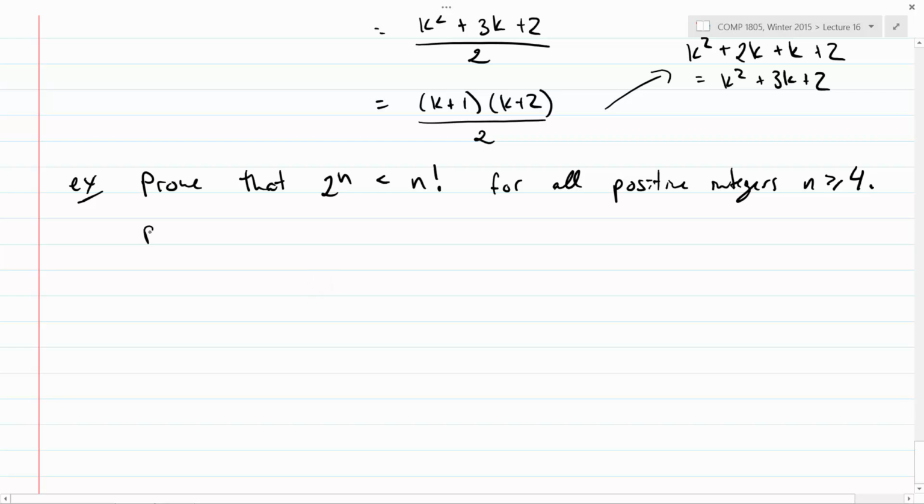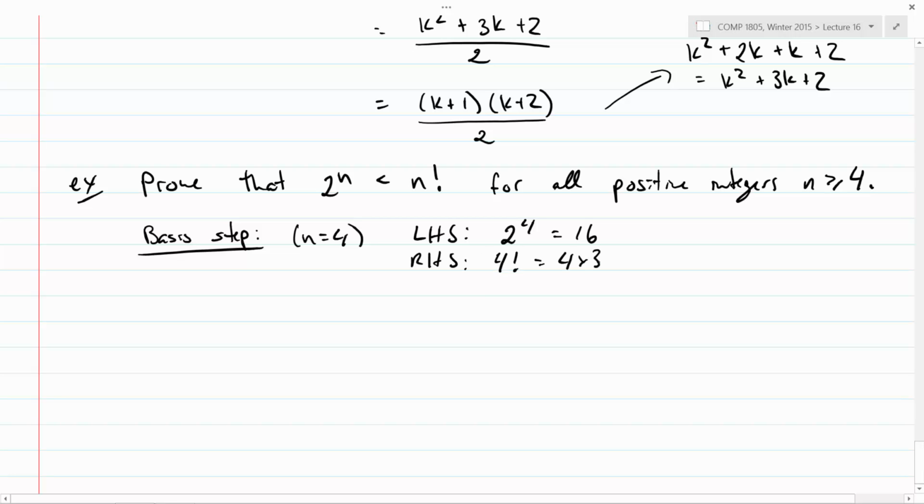So in the basis step, we have n equals 4. The left-hand side is 2 to the 4, which is 16. The right-hand side is 4 factorial, which is 4 times 3 times 2 times 1. So that's 12 times 2, which is 24. And we have 16 is less than 24. So the left-hand side is less than the right-hand side, just like we wanted.